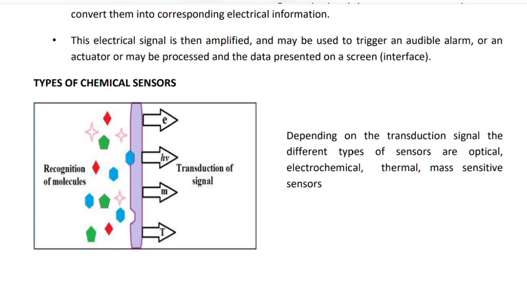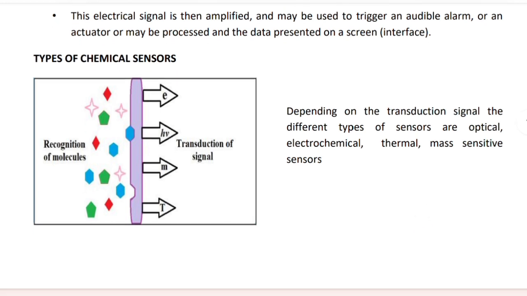These are different types of chemical sensors. So you know what a sensor is, especially what a chemical sensor is, then the components of a chemical sensor, then the types of chemical sensors on the basis of transduction signal. Transduction means the conversion of one data into another data, or chemical properties into a signal. So on the basis of transduction signal, it is electrochemical, thermal, mass, or optical.